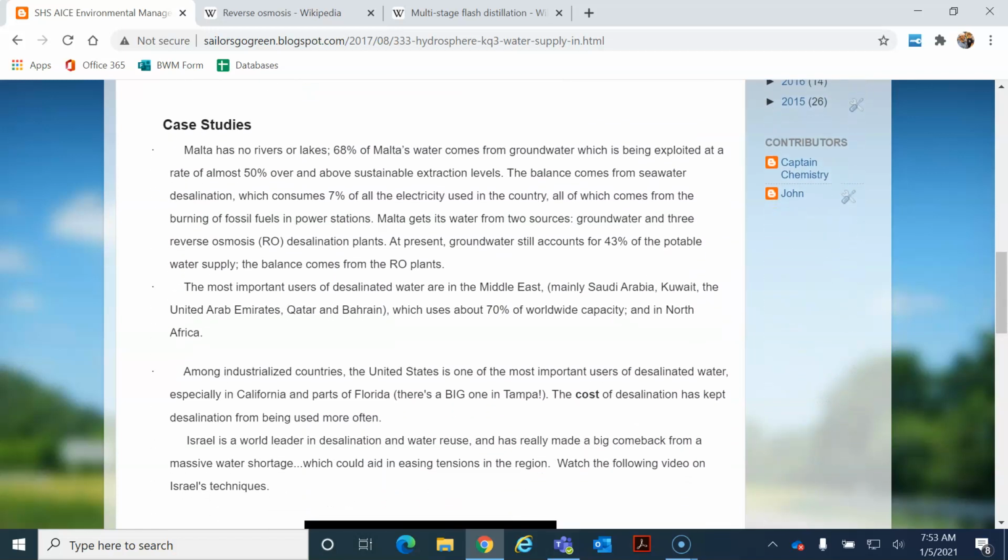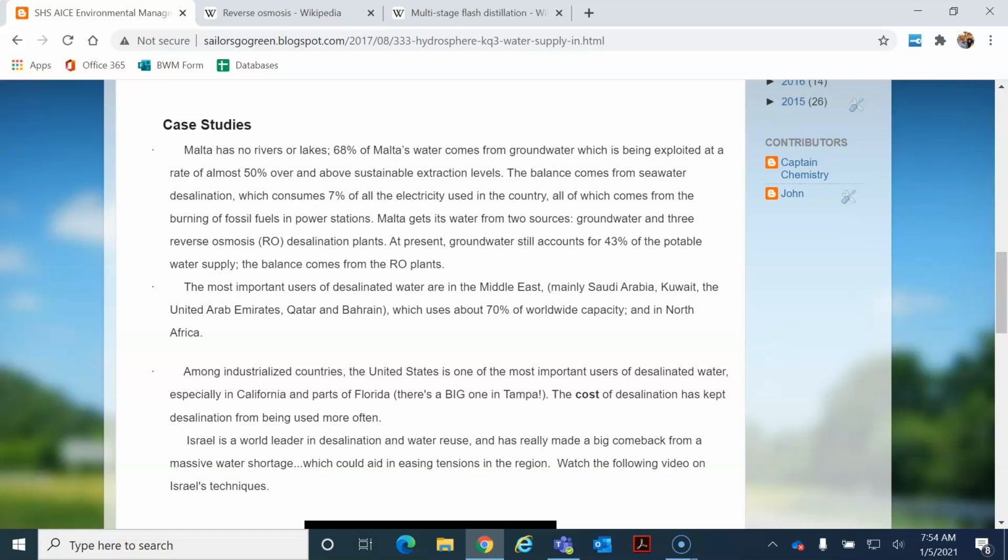So some case studies about that. Malta. Malta has no rivers or lakes. 68% of Malta's water comes from groundwater, which is being exploited at a rate of almost 50% above the sustainable extraction level. So basically, if we have 100% of this water for the future, they're using 50% more of that. So they're actually reducing the amount of water that they have.